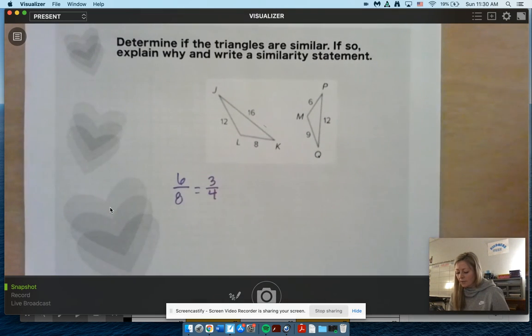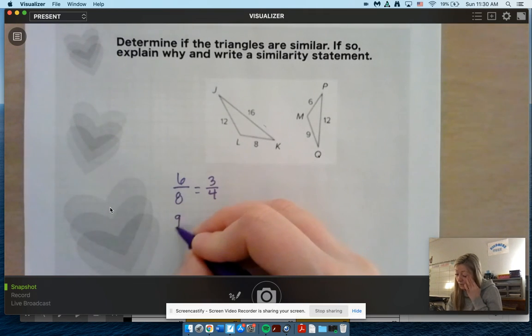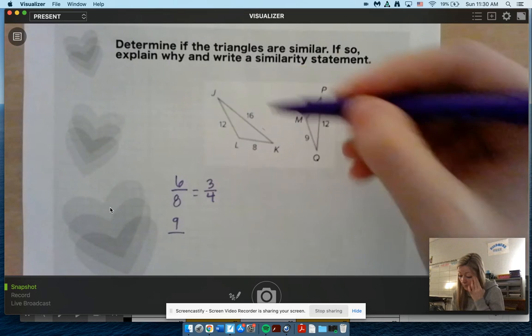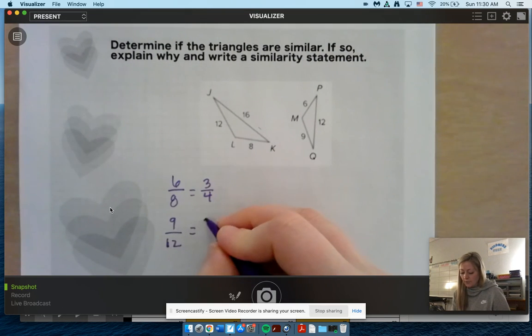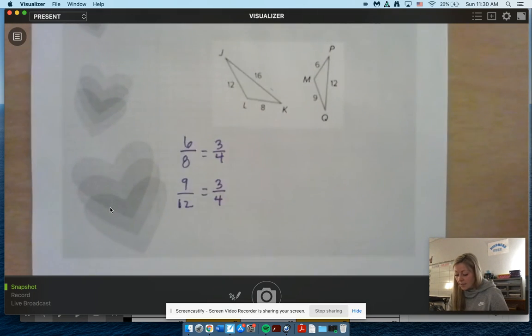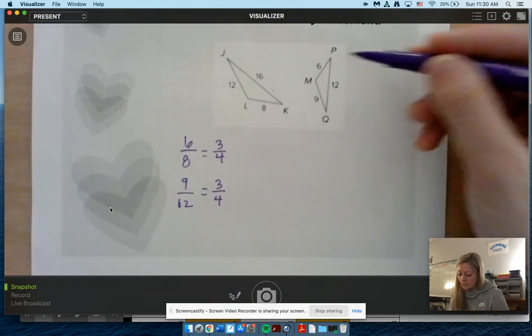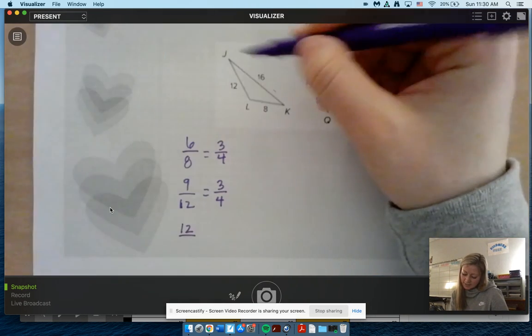All right, your middle side, your medium side is 9. What's your medium side over here? It's 12. 3 goes into both of those, right? So we do get another 3/4. So far things are looking okay for us. Now your longest side on this small triangle over here is 12. Our longest side on the triangle on the left is 16.